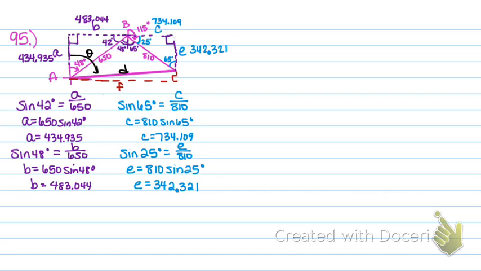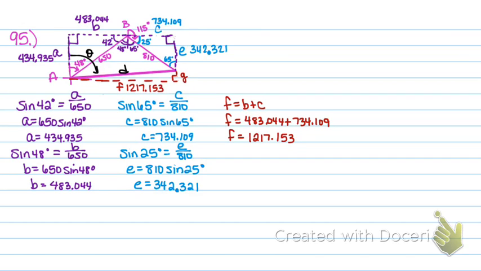How can I find side F? It's the top two added together. So side F is equal to side B plus C. So it's 483.044 plus 734.109. So we added sides B and C and we got 1217.153.